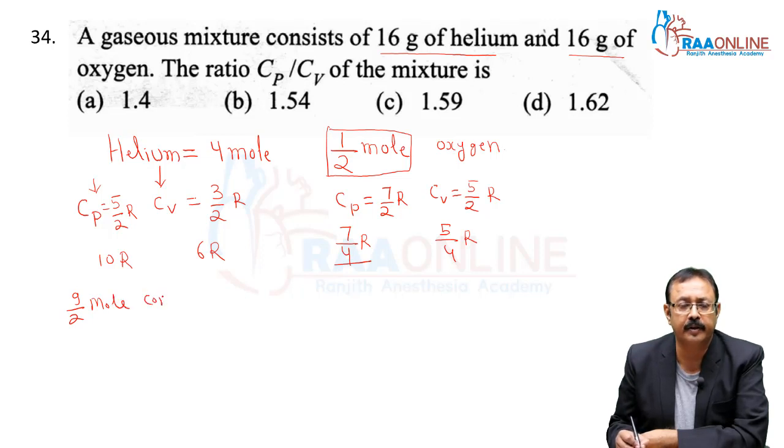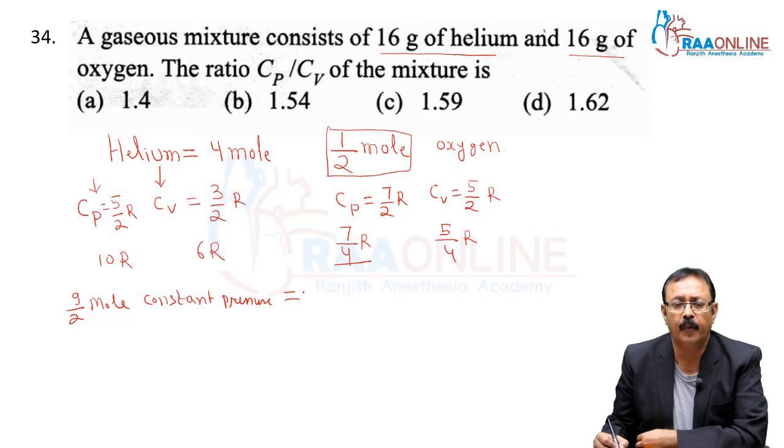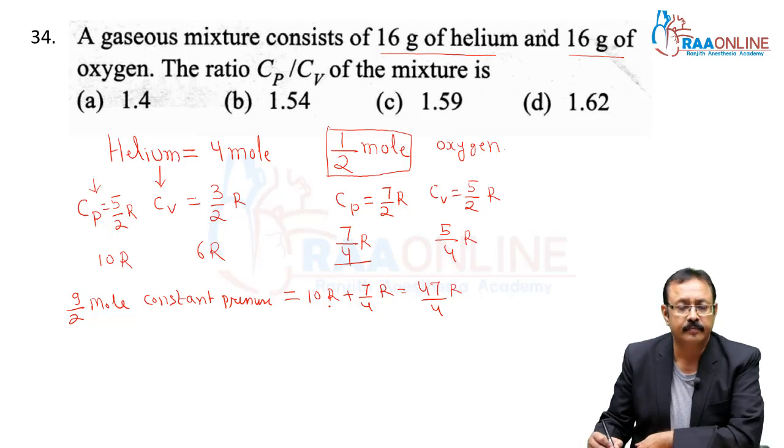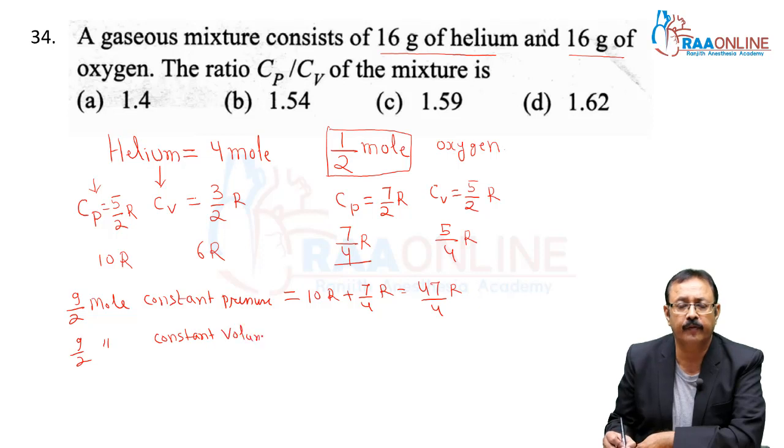At constant pressure, we need energy 10 R plus 7/4 R. It means it should be 40 plus 7, 47/4 R. And for 9/2 mole mixture at constant volume, we need 6 R plus 5/4 R.